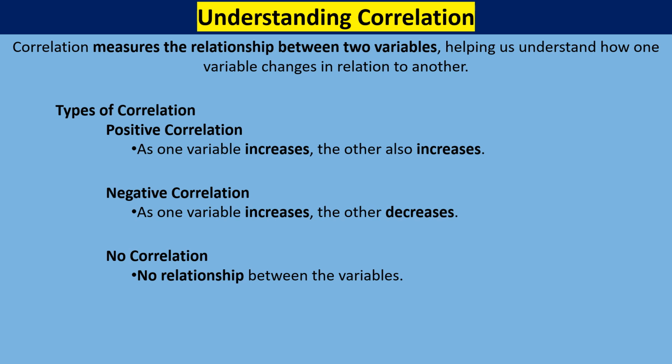Correlation is a statistical tool used to measure how strongly two variables are related. Just because two variables move together does not mean one causes the other. For example, ice cream sales and drowning incidents may both increase in summer, but eating ice cream does not cause drowning.